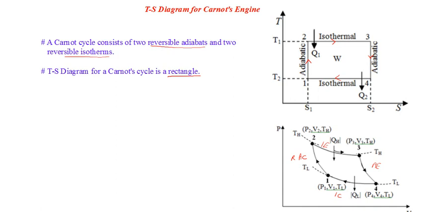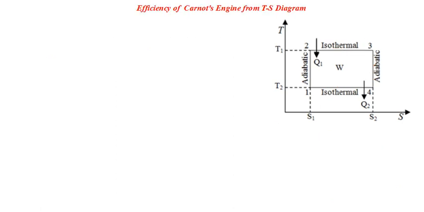Now, having understood the shape of the TS diagram for the Carnot's engine, we will be able to derive the expression for the efficiency of Carnot's engine directly from this TS diagram. Okay, and let's do it in the next slide. So let me go to the next slide. This is the same diagram that I have reproduced here. So this is the same TS diagram.